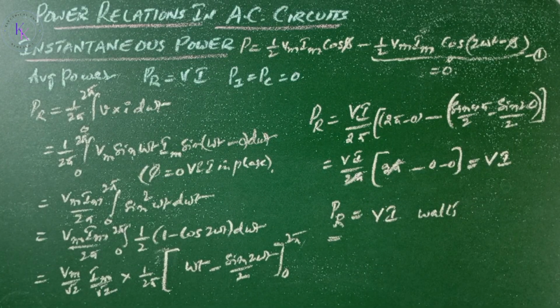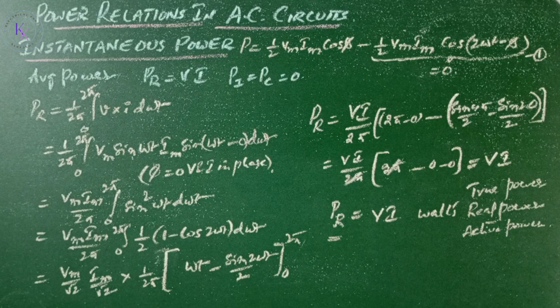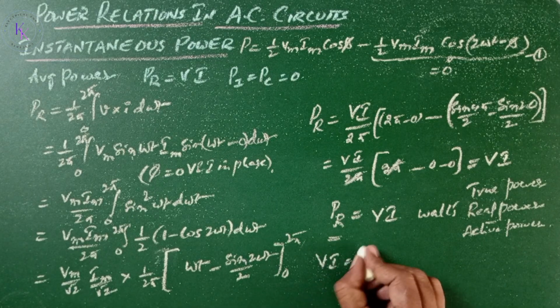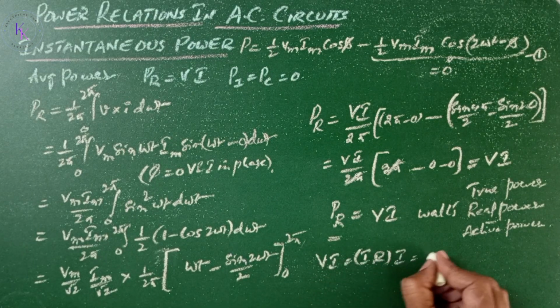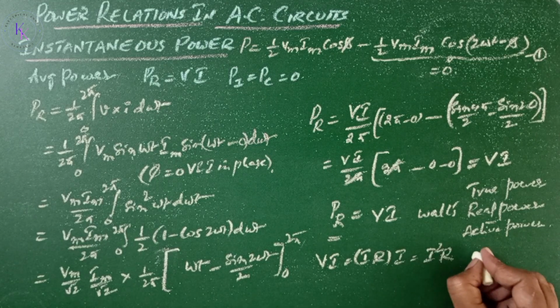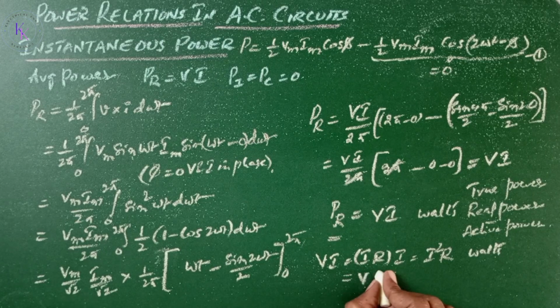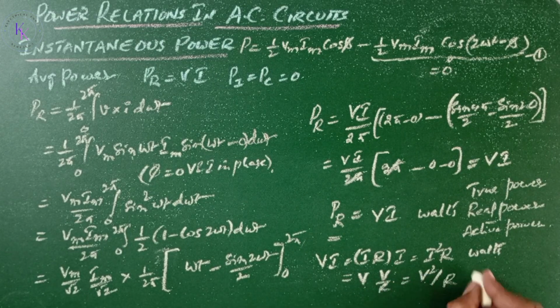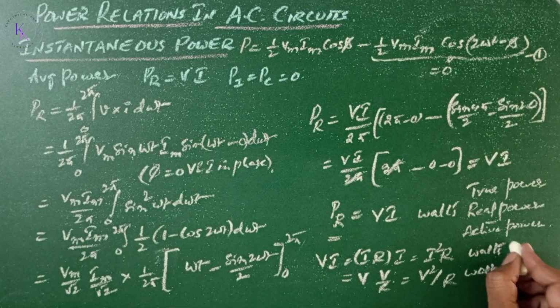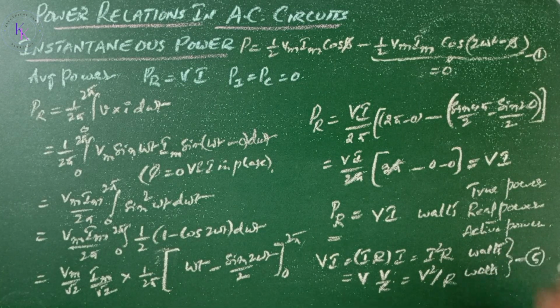The average power in an AC circuit is also termed true power, real power, or active power. Now obviously in a resistive circuit, VI equals IR into I, which equals I squared R watts, and we can write VI in terms of V by R, that equals V squared by R. This is also in watts. That is equation number 5. This is regarding the instantaneous power and average power of a passive AC circuit.